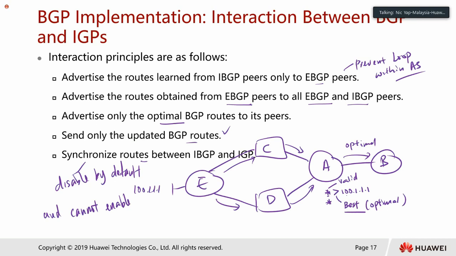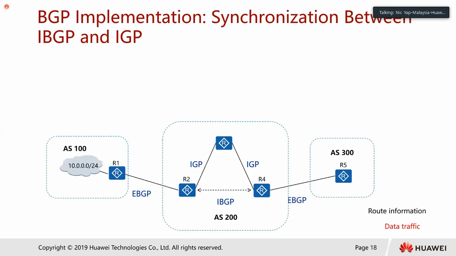Okay, now for the synchronization between iBGP and IGP. What does synchronization mean? At least you should know the concept, and why nowadays this function is disabled and cannot be enabled anymore. So you need to know the concept. I think HCIP already mentioned a bit on this, but from here I'll give you more ideas on what synchronization represents.